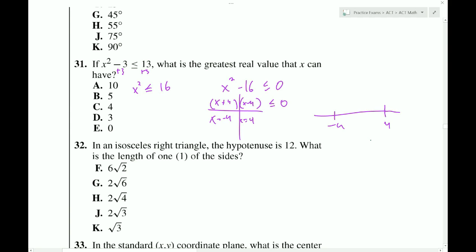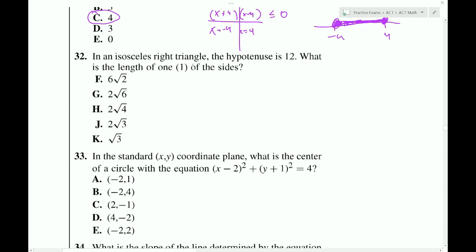So let's see. Usually for less than we would shade inwards. So chances are it's going to be this with colored in circles here. But just to check, we'll plug in 0 and see if that's a solution. 0, yeah, because we'd get negative 16 less than 0, so that would work. So we're shading inside, right? What's the greatest value of x that can be occurring is 4, right?